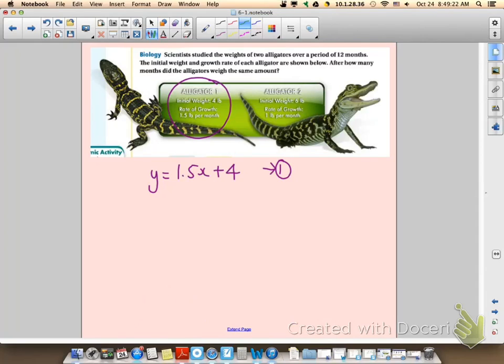What would be the second alligator? y equals x plus 6. And this is our second equation. And what are we asked to find? After how many months did the alligators weigh the same amount? Now, both have a different starting point, and they're both growing at different rates, but at some point they're going to be the same weight. Yes, correct. Okay?